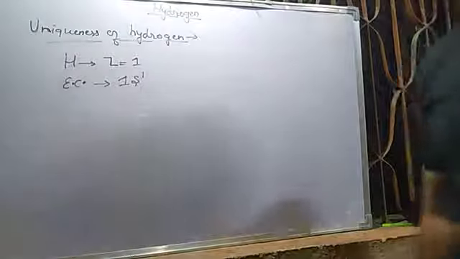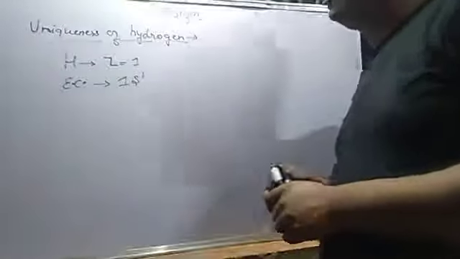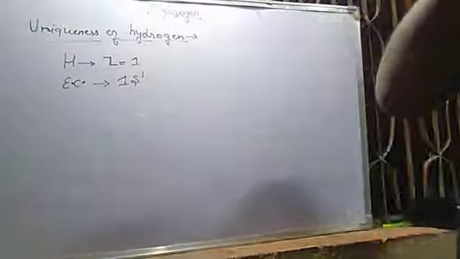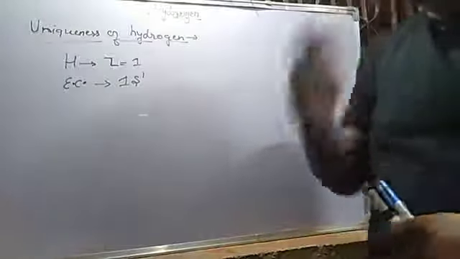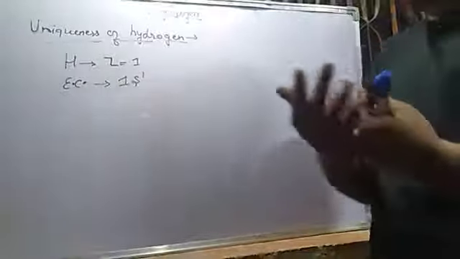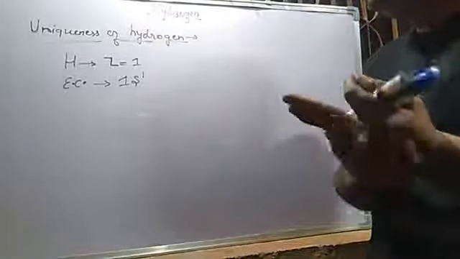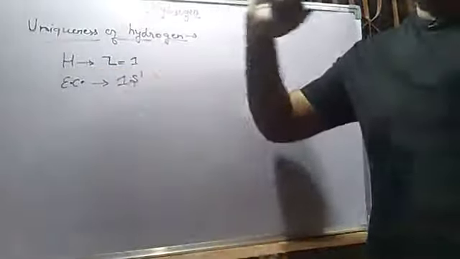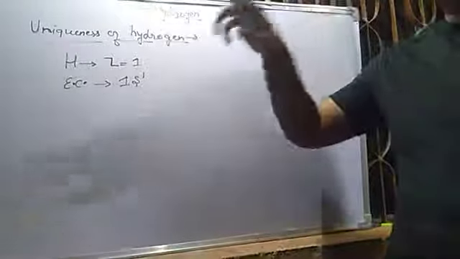So, hi students, let's start a new chapter, which is hydrogen. Chapter number 9, unit 9, hydrogen. So what is hydrogen? Hydrogen is the first element of the periodic table.